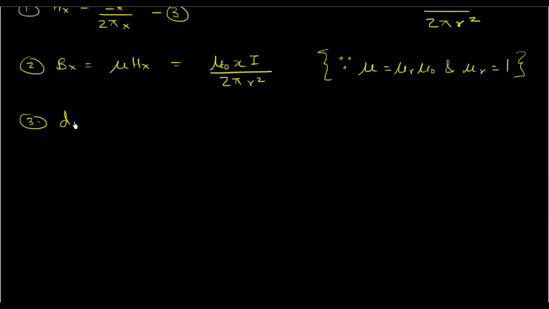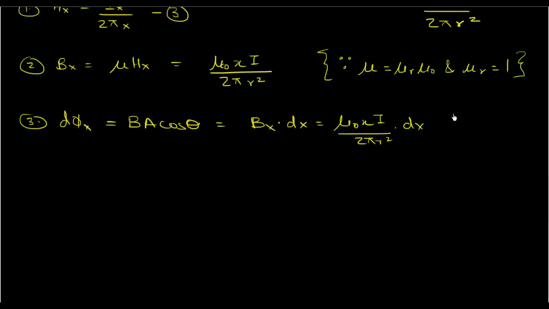Then we go to calculating our differential flux through our differential surface area. We know that that's given by B A cos theta. In our case, it's B x times dx, which is equal to mu naught x I over 2 pi r square times dx, and this is because area is dx times 1. We've seen that, and also theta is equal to 0, implying cos theta is equal to 1.